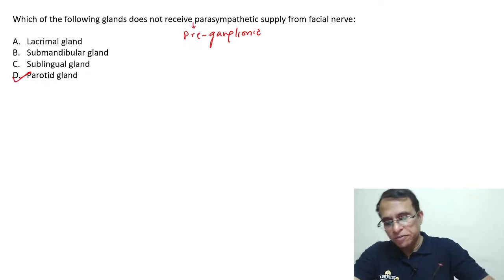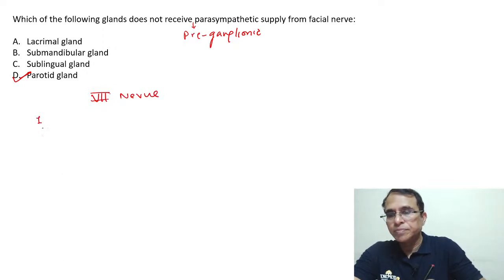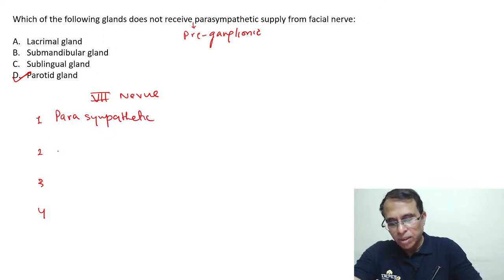See, facial nerve has 4 types of fiber. Facial nerve has 4 types of fiber. One is preganglionic parasympathetic. This is the one that we are talking about. And then motor fibers, which are the main fibers, taste fibers, and general sensory fibers.